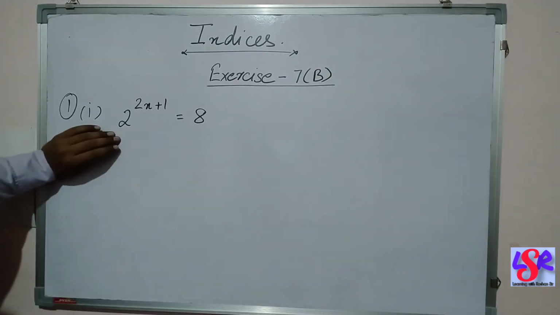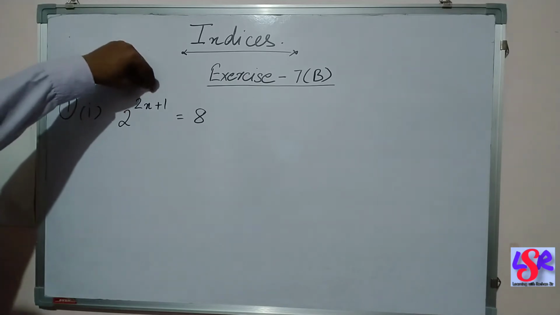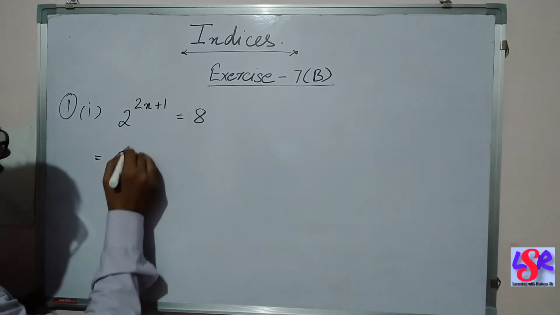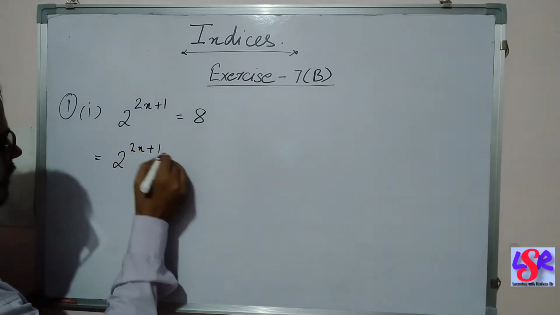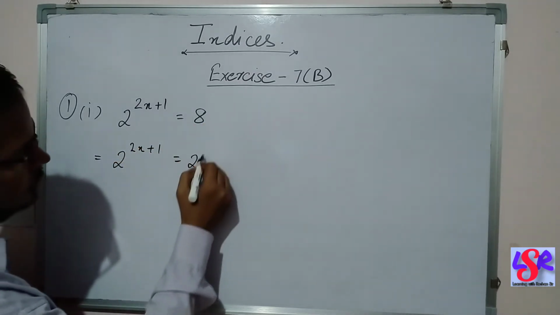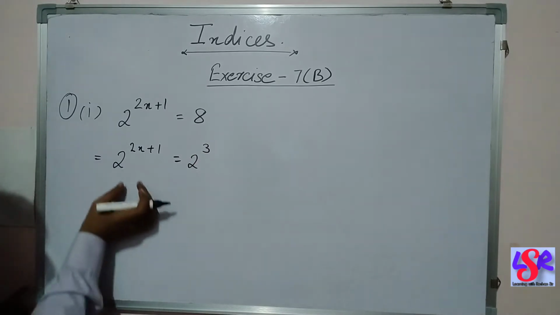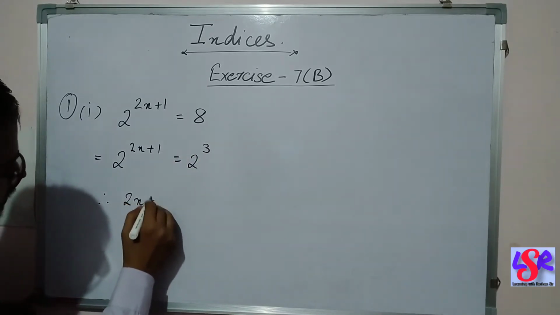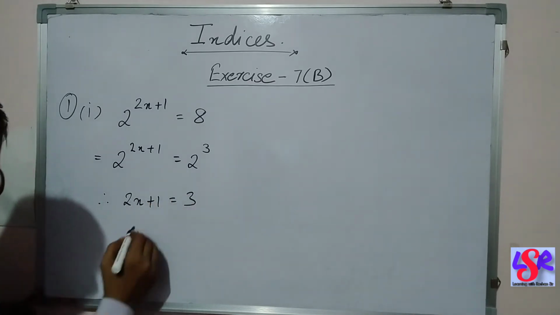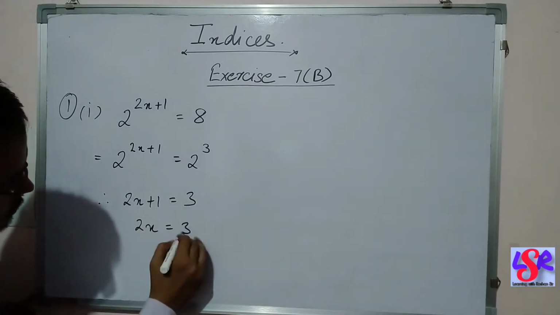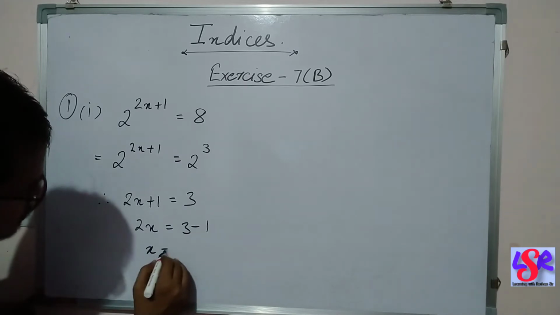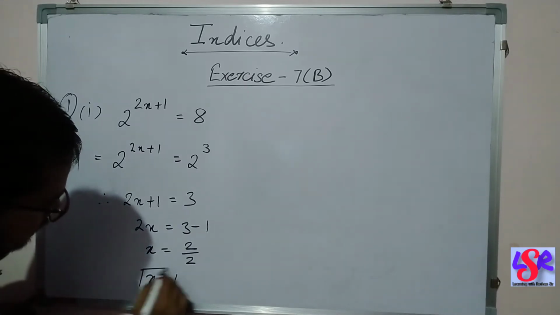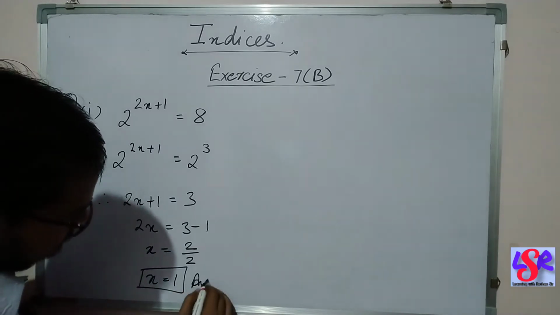Here in question number 1, first part, we are having 2 to the power 2x plus 1 equals 8. Now we are going to copy this one, and this 8 can be written as 2 to the power 3. Now as the bases are same, the powers will also be same, therefore 2x plus 1 equals 3. So 2x equals 3 minus 1. So x equals 2 upon 2, that is x equals 1 as answer.